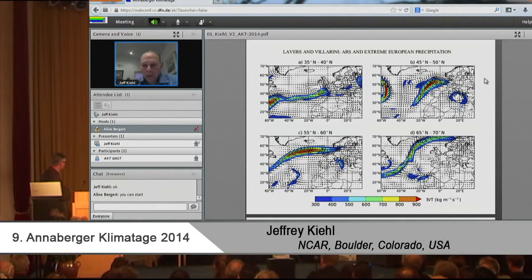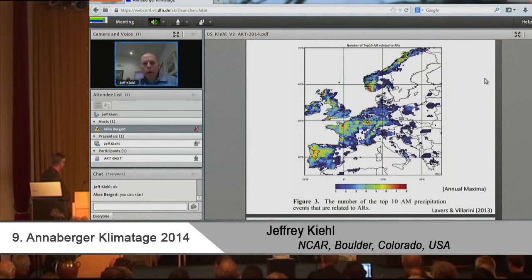This is a study that was recently published showing the importance of these filaments of water vapor to transport and extreme precipitation events in Europe. You can see the vector lines show you the direction in which the water vapor is flowing. There are regions where they hit the United Kingdom. There are other instances where they go further north to the Scandinavian countries. And then there are other times when these rivers hit France and Germany. They play a very important role in extreme precipitation.